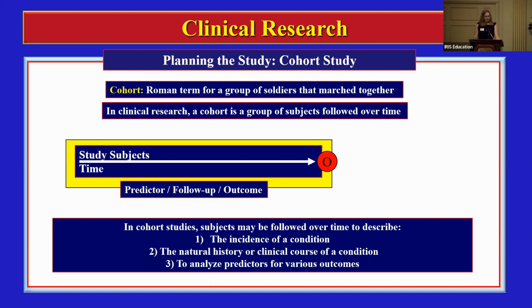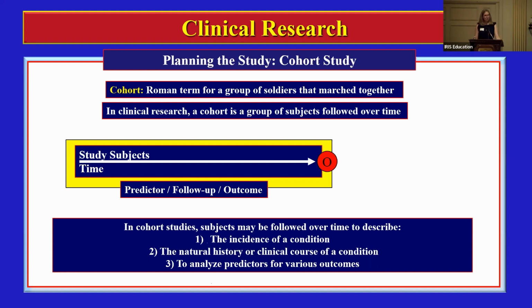We can also use cohort studies to describe the natural history or clinical course of a condition. Right now, there's a lot of cohort studies going on to evaluate the natural history of long COVID, right? It's a new disease that we don't fully understand. We don't understand exactly what's happening or why. So the first step would be to assemble a cohort of people with long COVID and observe them over time. So we assemble the cohort, evaluate their predictor variables, and follow them through to their outcomes.